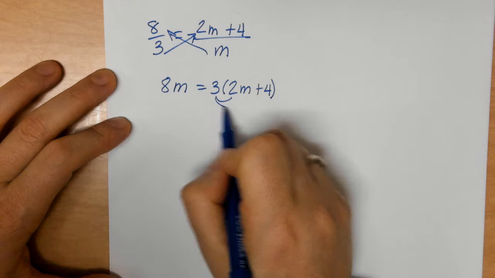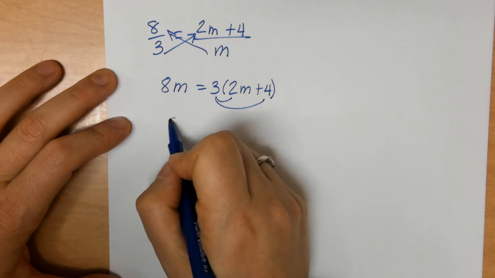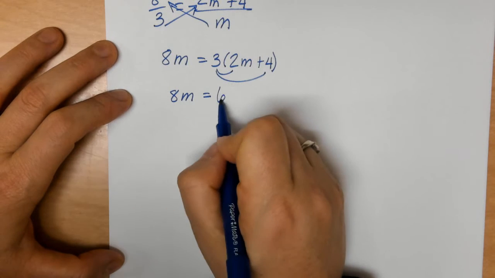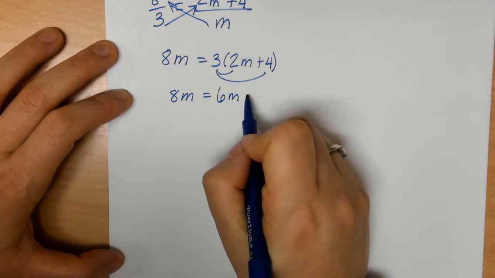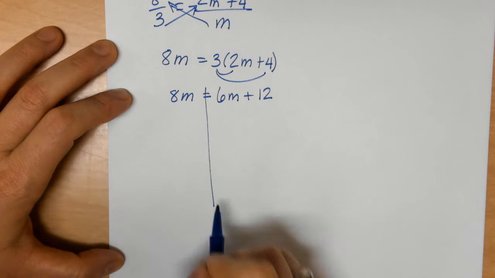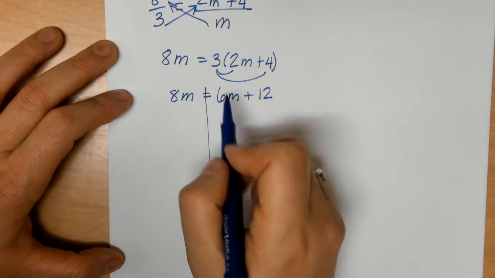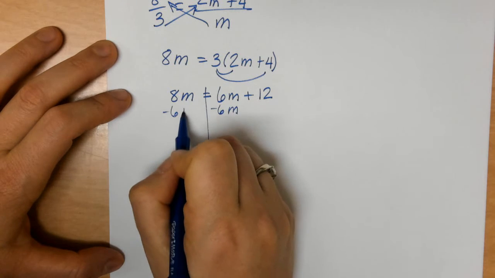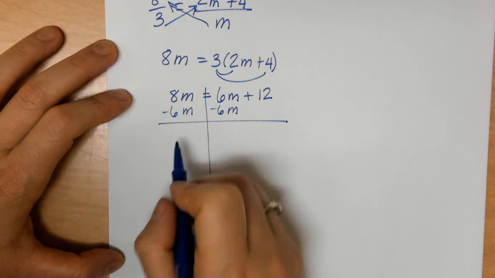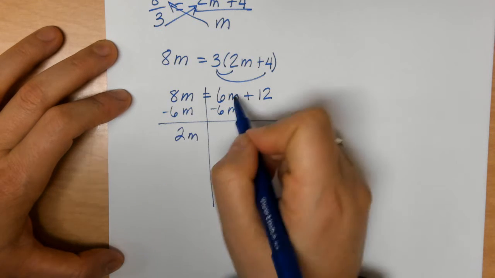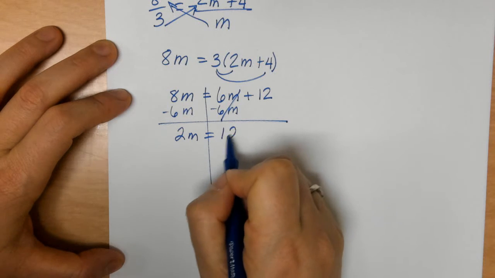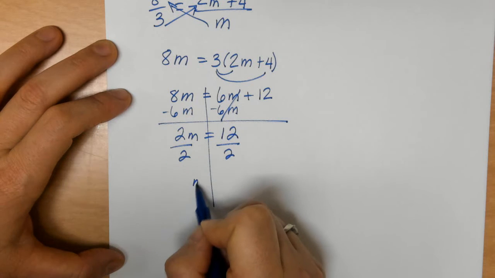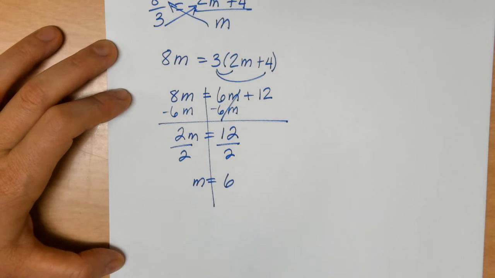So now I'm going to use the distributive property again. So 8m is equal to 3 times 2m, which is 6m. 3 times 4 is positive 12. So this time I'm going to be moving the variable. I'll choose the smaller one to move because I want all the variables on one side. 8m minus 6m is 2m, and that is a 12. I can see I will be dividing both sides by 2, and m is equal to 6.